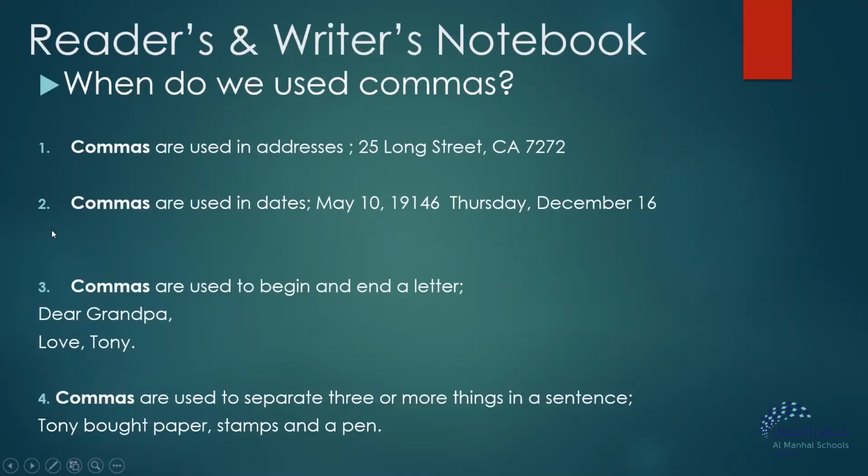Number two would be commas are used in dates. We have, for example, 10 May or May 10, then we have a comma and then the year. There's just a little typing error here: it's 1946, not 19146. And then we have Thursday, the day of the week, and then a comma after that, December 16. So that is two ways that we can write a date.